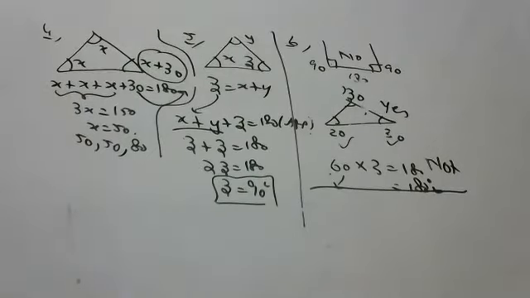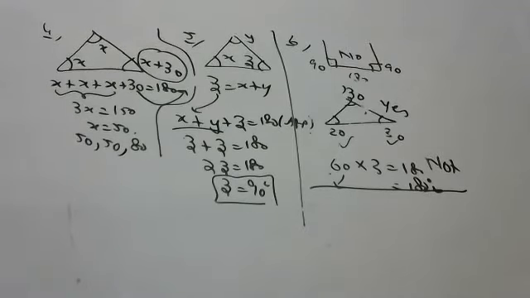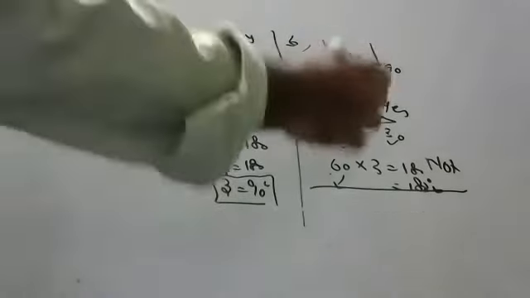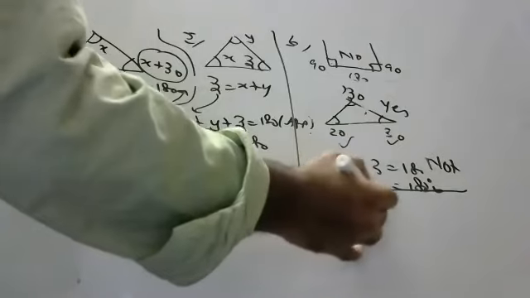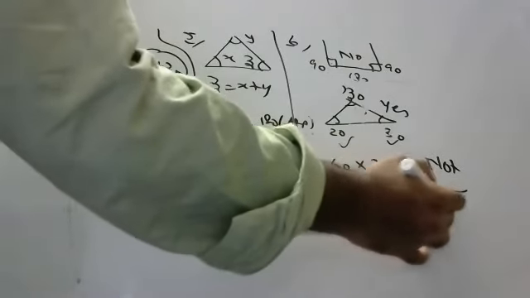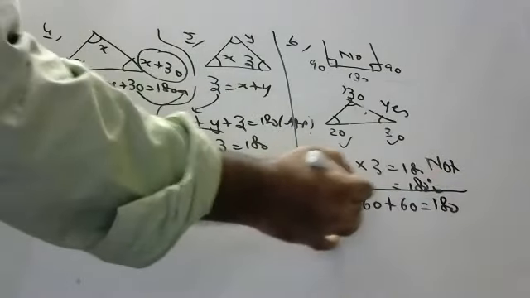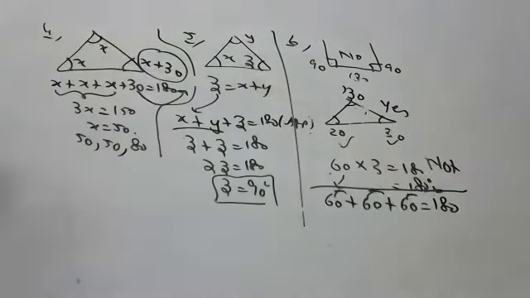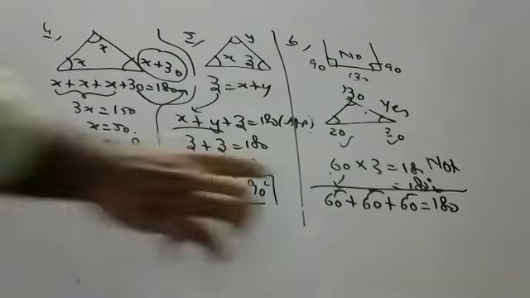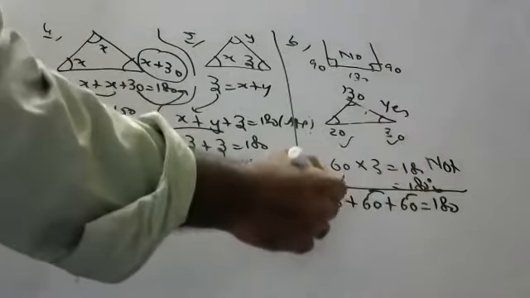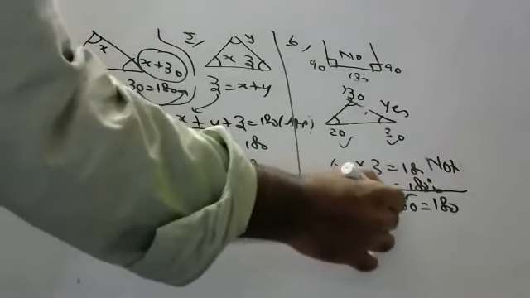Children, next one. All angles more than 60, is it possible, children? Not possible. 60 plus 60 plus 60 is 180. If all are more than 60, then it will go beyond 180. Not possible. 60, 60, 60 only gives 180.